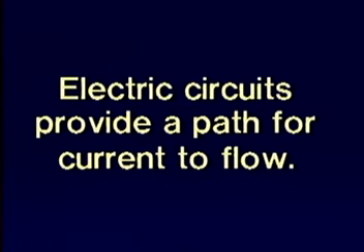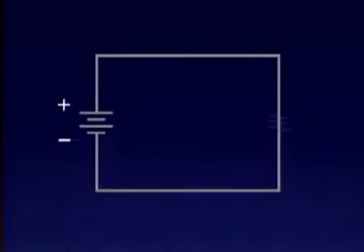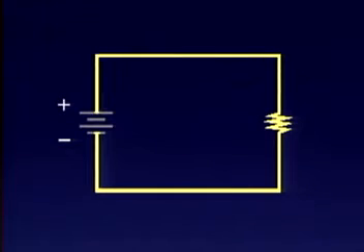Electric circuits provide a path for current to flow. All electric circuits consist of a power source, a conductor, and a load. The power source provides energy in the form of voltage. This voltage causes current to flow in the circuit along some type of conductor. The current flows from the negative side of the power source, along the conductor, through the load, and then back to the positive side of the power source. The load provides resistance to current flow. How much resistance depends on the purpose of the circuit.